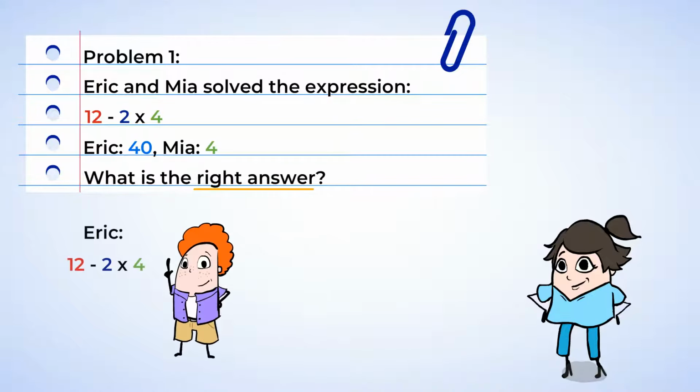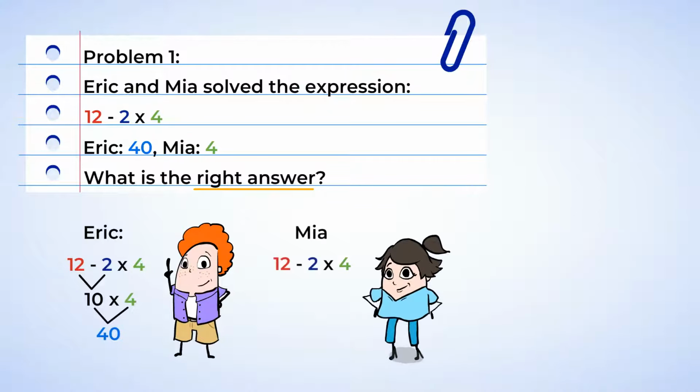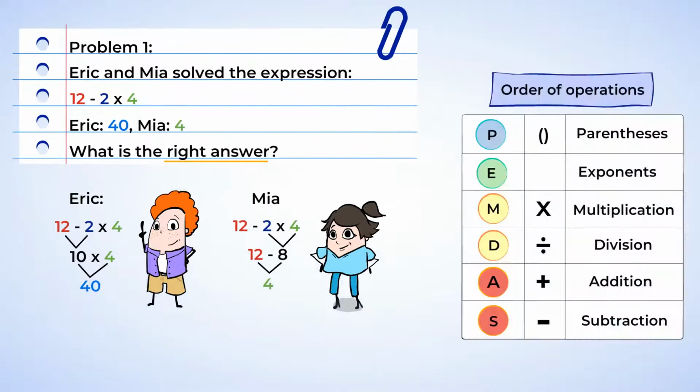All right, it looks like Eric started with subtraction, got to 10, and then multiplied by 4. Whereas Mia first multiplied 2 by 4 to get 8, and then subtracted 8 from 12 to get 4. And now that I think about it, that is the correct answer, because multiplication comes before subtraction.